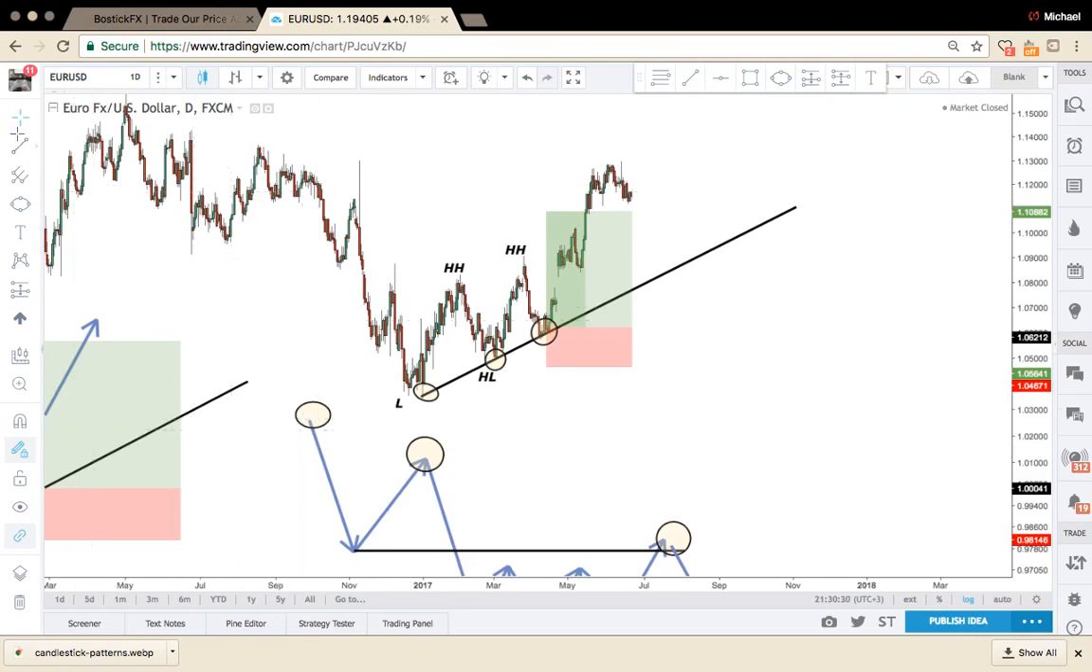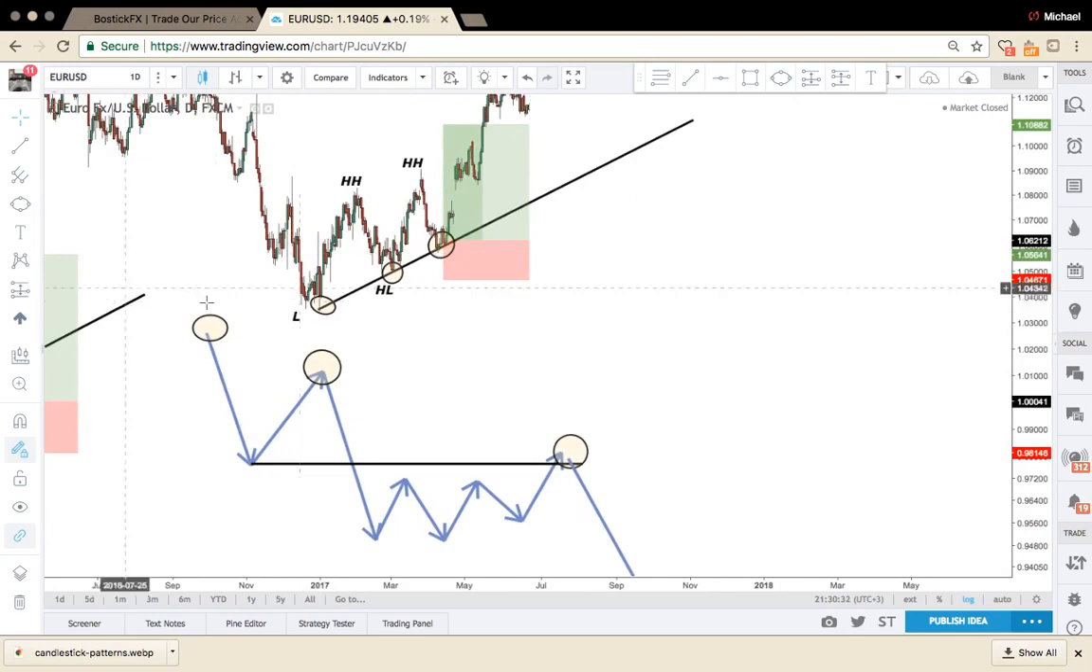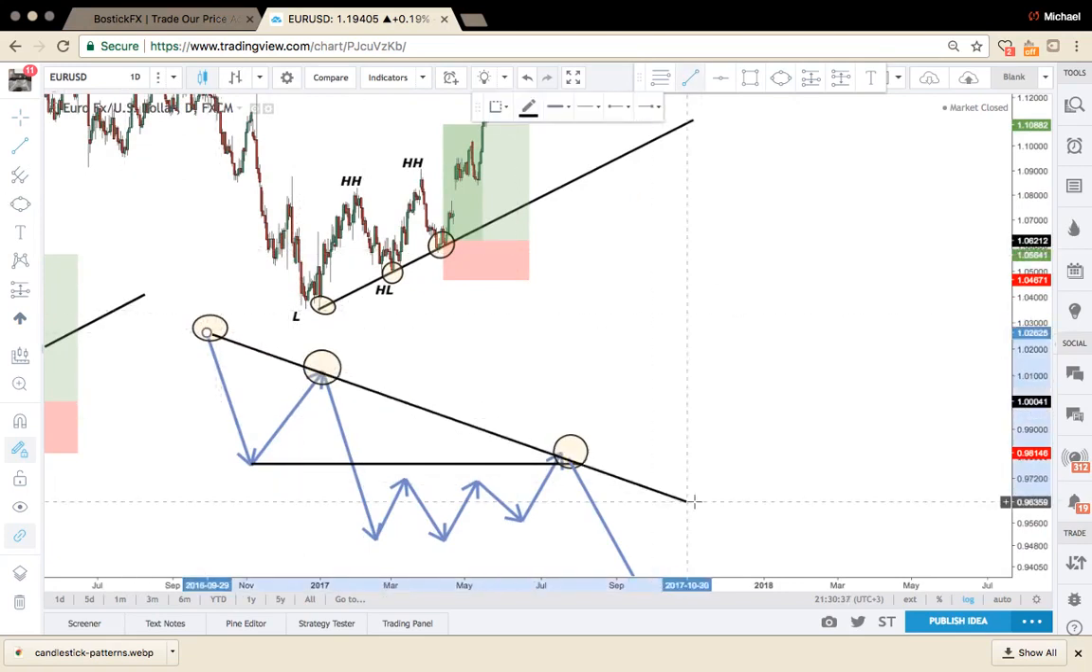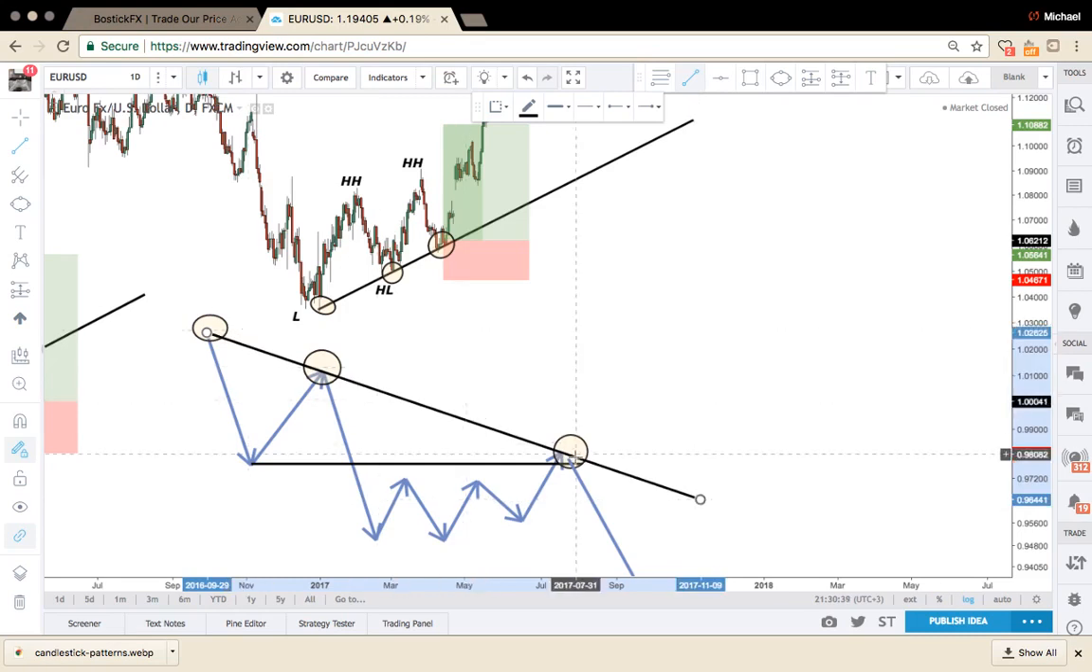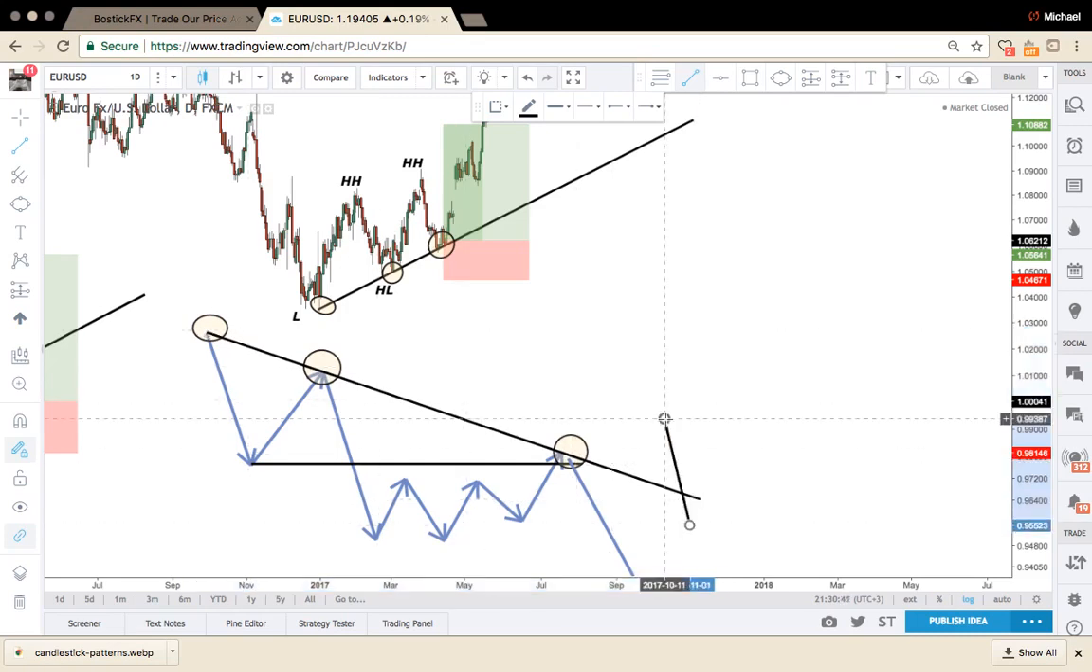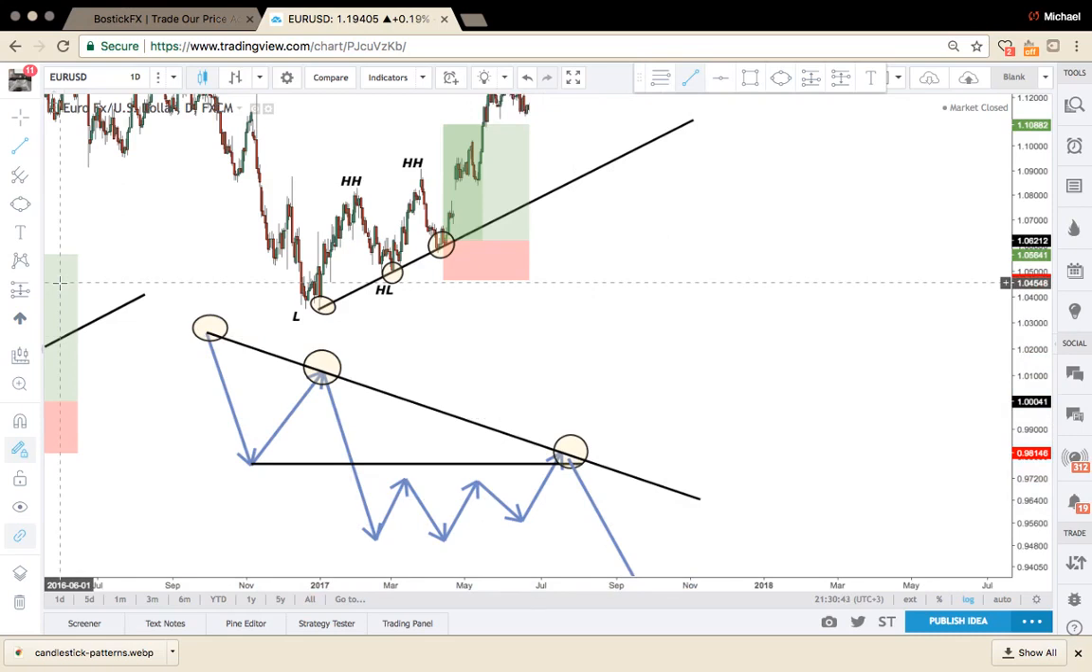Now that's with an uptrend. Uptrend, you're connecting the lows. With the downtrend, remember, you're connecting the highs and expecting that third touch to hit. Okay. So yeah, that's trend lines. Hopefully that makes a lot of sense to you guys.